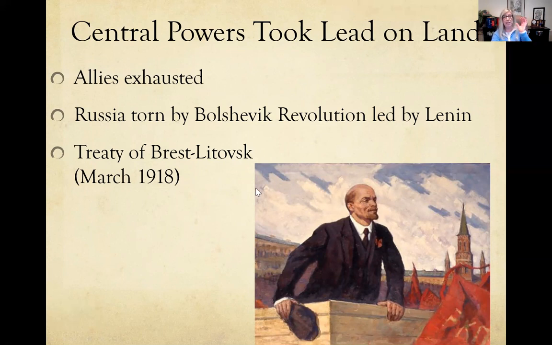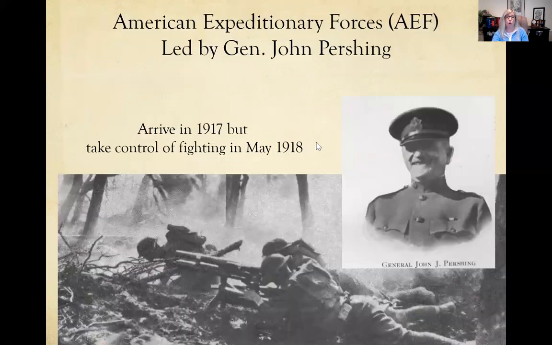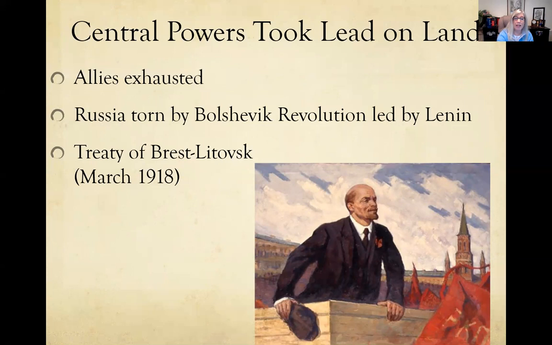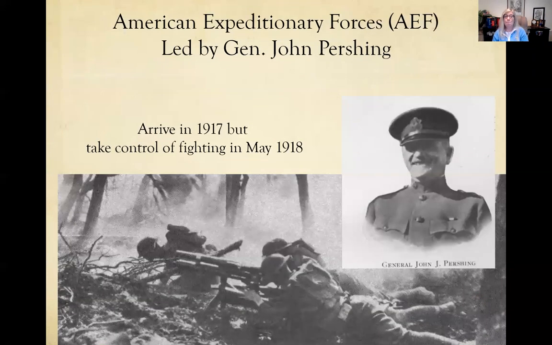So Vladimir Lenin is now in power in Russia, and he's growing that Marxist idea of communism that is starting to grow there. At the same time that that's happening, that's March of 1918. May of 1918 is when the United States takes control of the fighting in the Western Front, and that's going to be led by John Pershing.